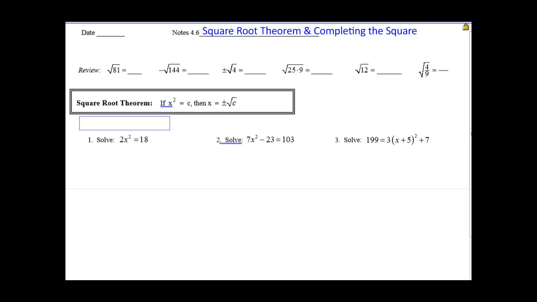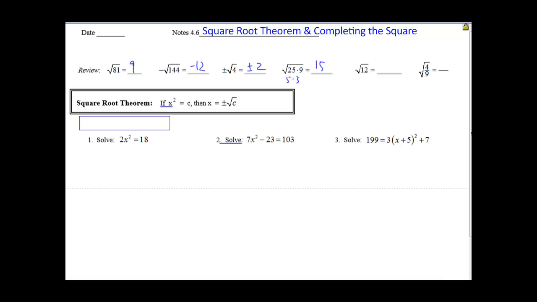Quiz. Go. Welcome back. So, square root of 81 should be 9. Negative times the square root of 144 should have been negative 12. If you take the square root of 4, you get 2. So this is technically plus or minus 2. If you look at the square root of 25, we know that's 5. But we also have times the square root of 9, which is 3. So this should have been 15.